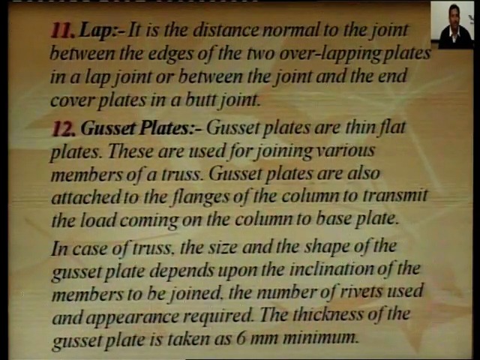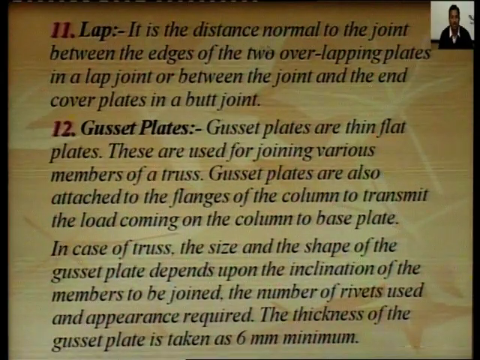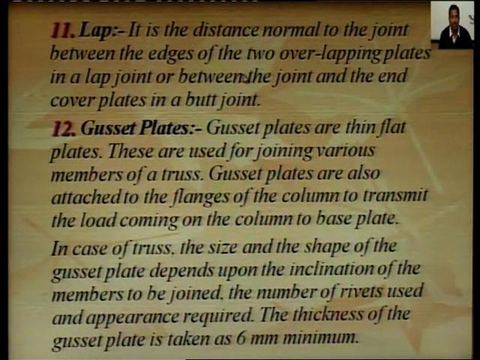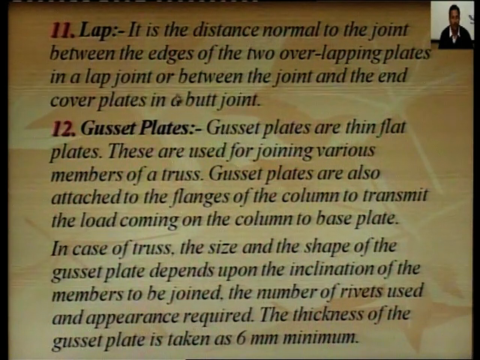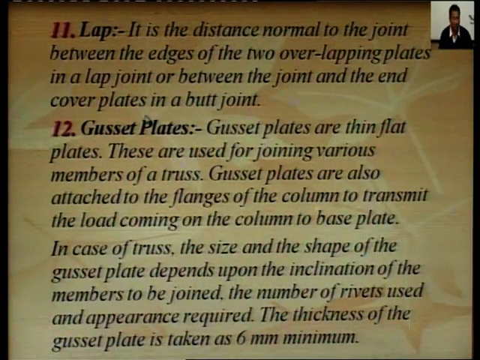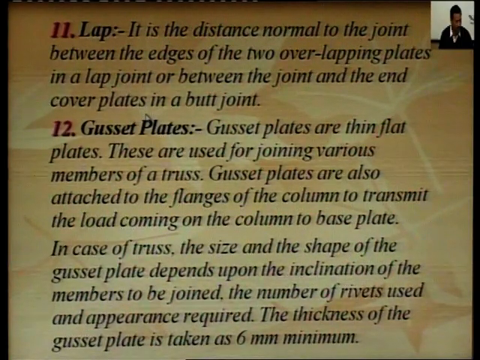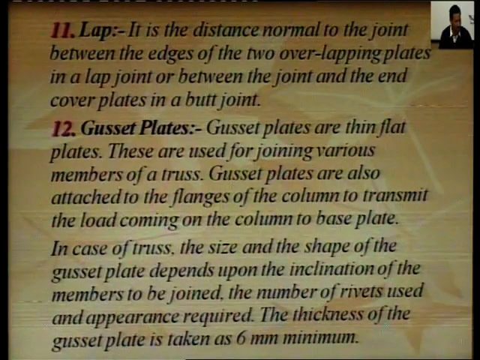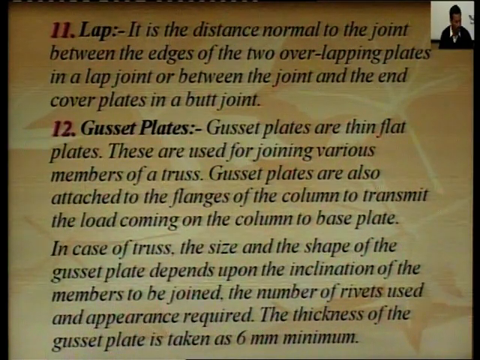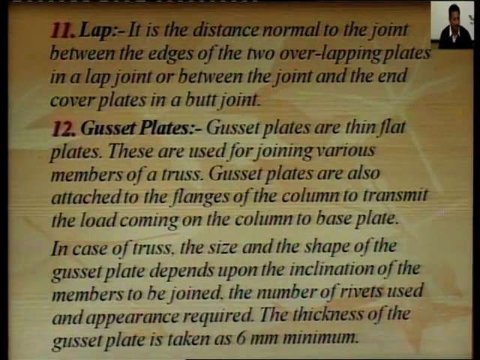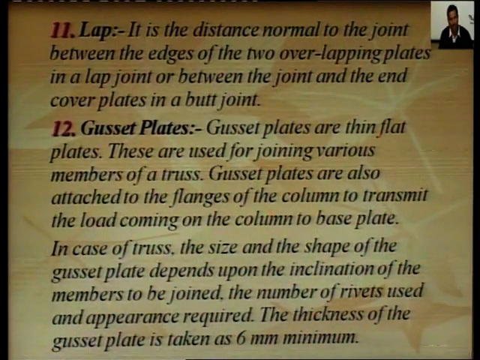Next definition is lap. It is the distance normal to the joint between the edge of the two overlapping plates in a lap joint, or between the joint and the end of the cover plate in a butt joint. So, in the case of a lap joint, lap is equal to the length for which the members are overlapped, and in the case of a butt joint, the distance between the joint and the edge of the cover plate is called the lap.